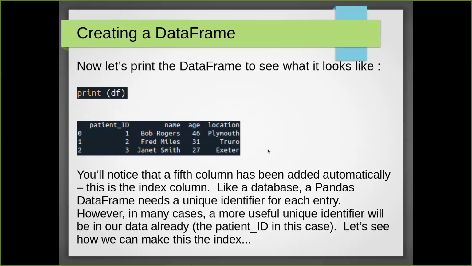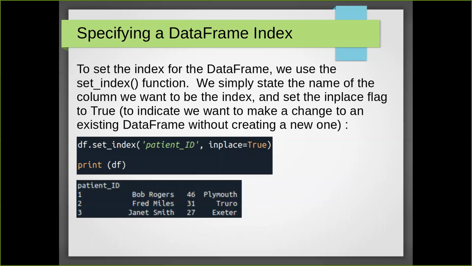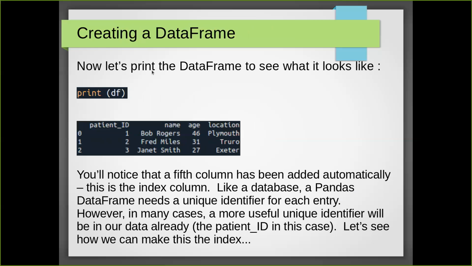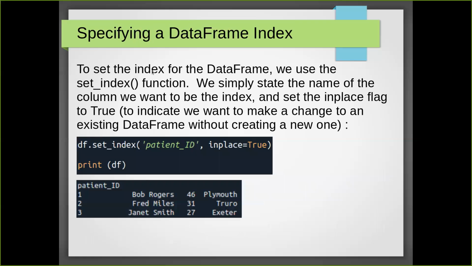However, in many cases, you will find that you already have a unique identifier in your data. So for example, patient ID should be a unique identifier for a patient. And so if we've already got a unique identifier in our data, rather than having the separate index, we can simply tell Pandas to use one of our fields as the index value. So let's see how we can do that. In this case, we decided patient ID is unique and will uniquely identify any of our patients. So we want that set up as the index.